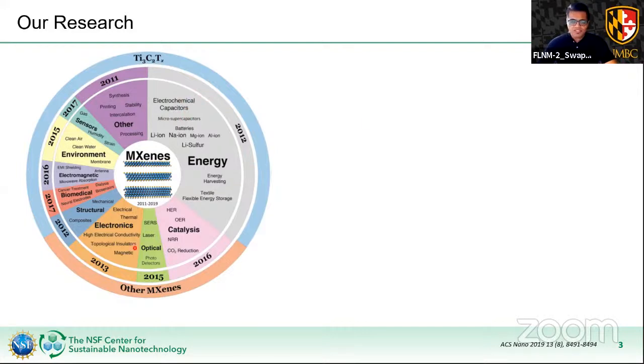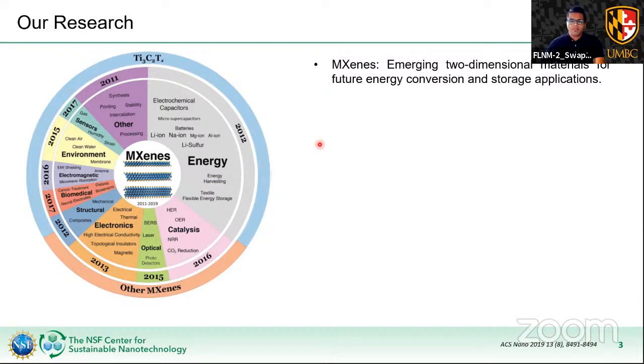So over the decade, since the discovery of this interesting material MXenes by Professor Yuri Gogotsi's group at Drexel, we see MXenes making good impact in the areas of energy, especially supercapacitors and batteries, catalysis, electronics. And it's quite encouraging to see that MXenes are now finding quite an interest in the areas of biomedical science and also environmental science. Well, undoubtedly, MXenes are quite emerging 2-dimensional materials for future energy conversion and storage applications.